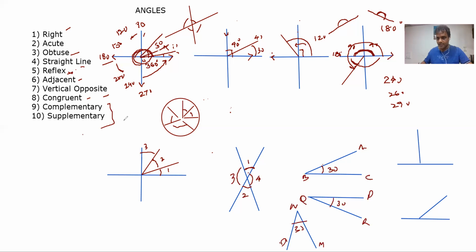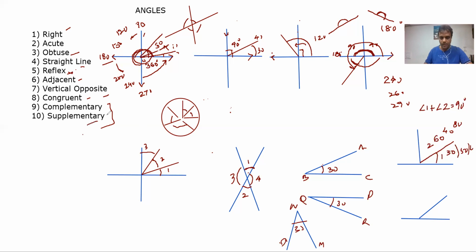What are complementary angles? If this angle is 1 and this angle is 2, then angle 1 plus angle 2 is equal to 90 degrees. That is the meaning of complementary. The sum of the two angles is 90 degrees. So if this is 30, what is the complementary angle? 60 degrees. If this is 50, what is the complementary angle? 40. If this is 10, then what is the complementary angle? 80. This is the meaning of a complementary angle.